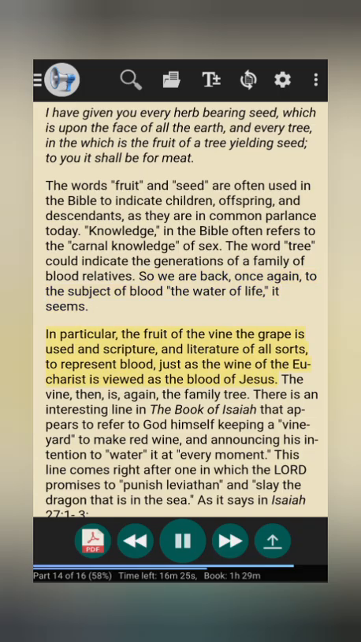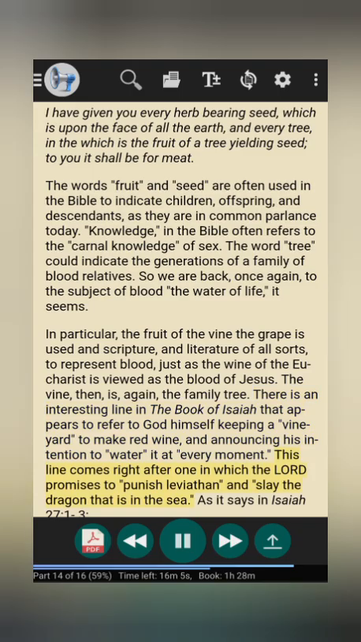In particular, the fruit of the vine, the grape, is used in scripture, and literature of all sorts, to represent blood, just as the wine of the Eucharist is viewed as the blood of Jesus. The vine, then, is, again, the family tree. There is an interesting line in the book of Isaiah that appears to refer to God himself keeping a vineyard to make red wine, and announcing his intention to water it at every moment.